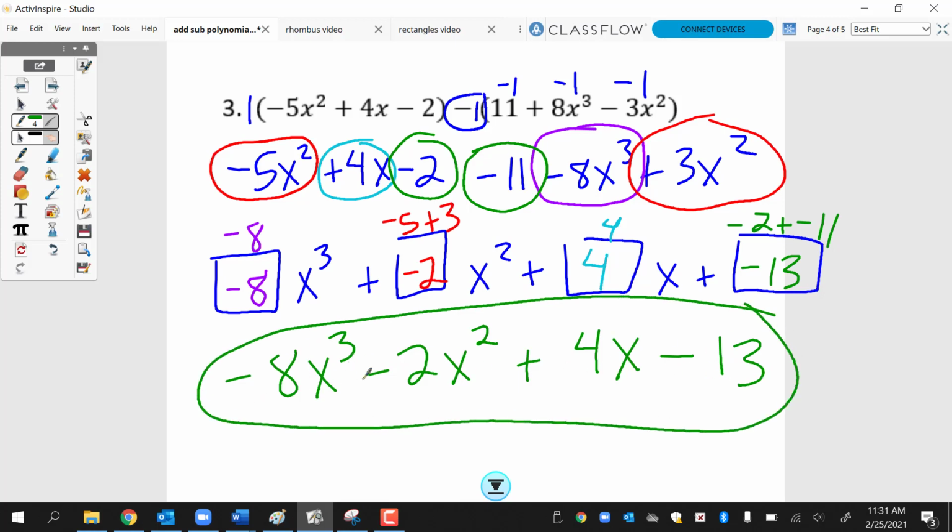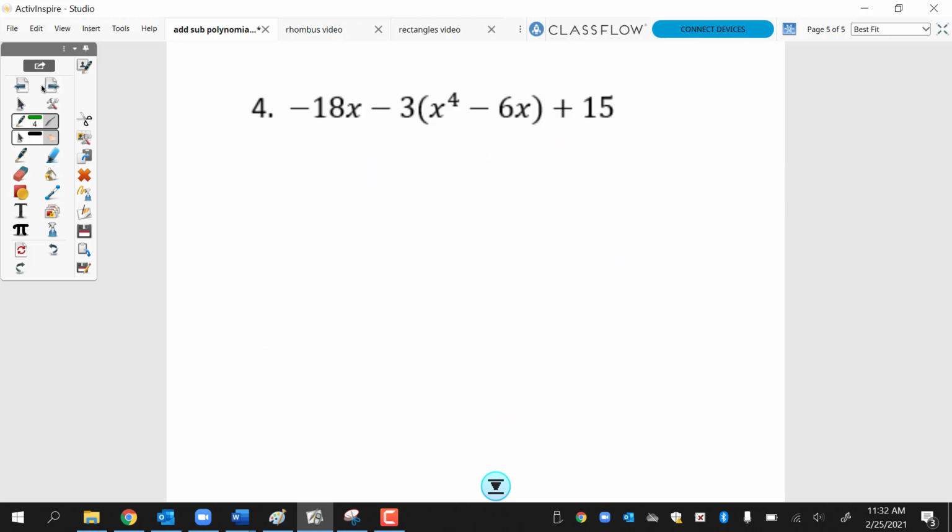And look at how my answer is written. I have the biggest exponent and then going down by 1. It is important the order you write it in. If you write it in the wrong order, then the formatter is going to tell you that you typed it in the wrong order. Okay, let's do one more example.